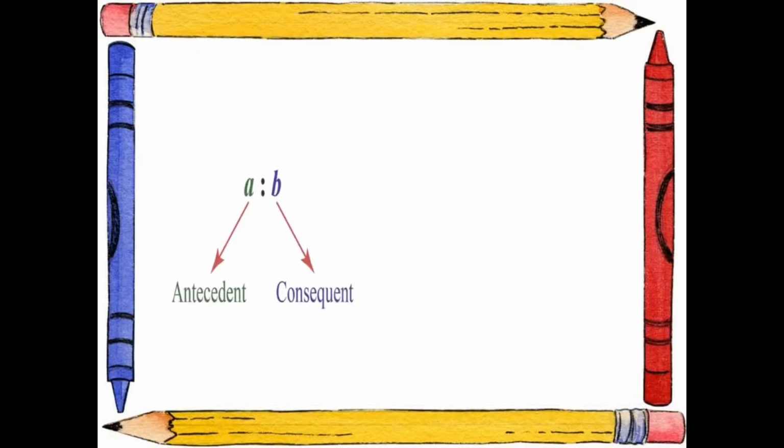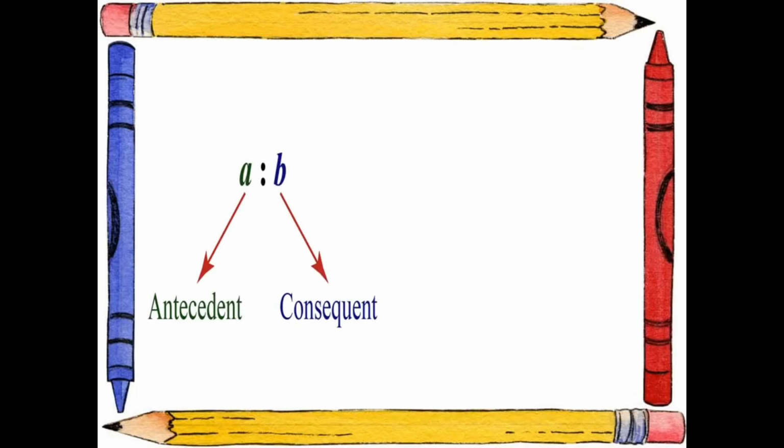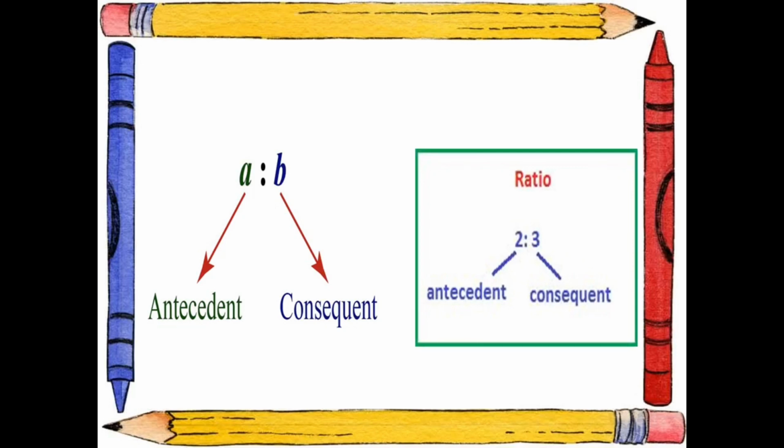Now in the ratio A is to B, A is the first term, which is known as the antecedent, and B is the second term, which is known as the consequent. For example, in the ratio 2 is to 3, 2 is the antecedent and 3 is the consequent. Hopefully it is clear to you.